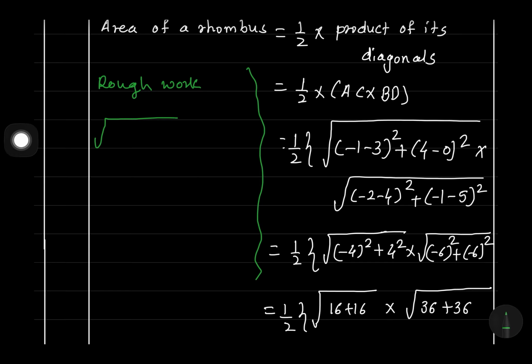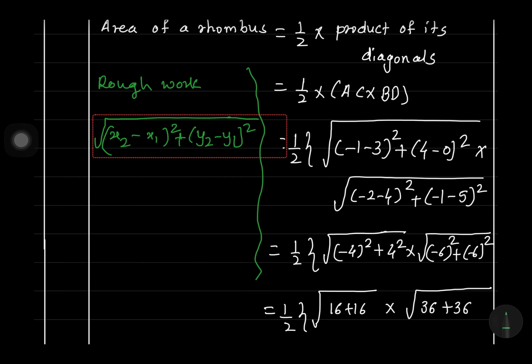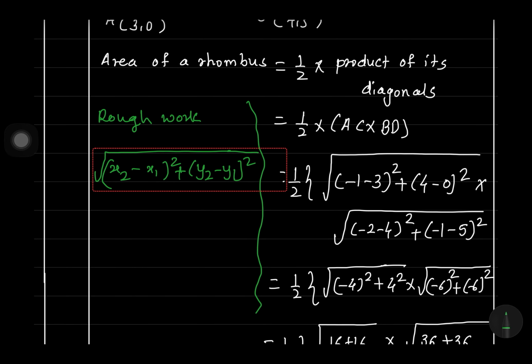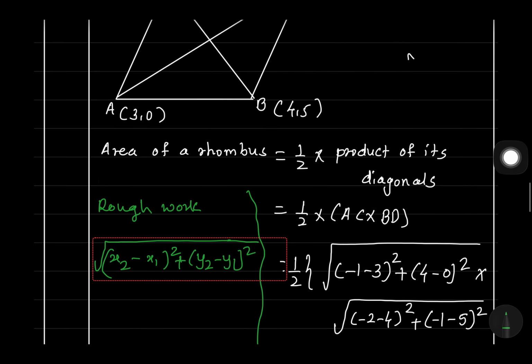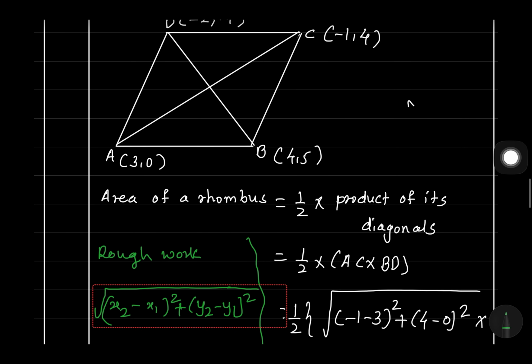In square root, x2 minus x1 bracket square plus y2 minus y1 bracket square, all in square root. Okay, now first we'll find AC. AC is given here, and their coordinate points are there.